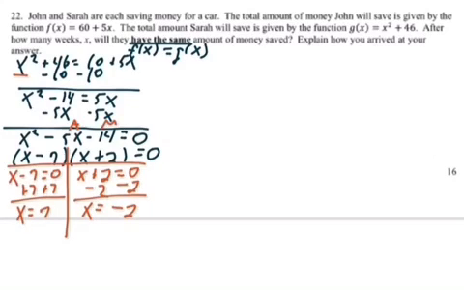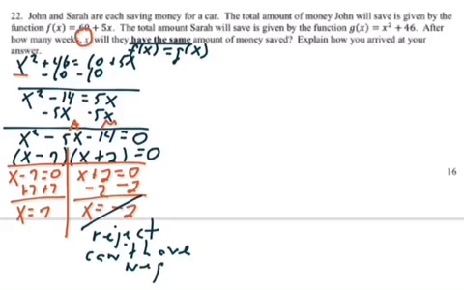Now in this question, it's only asking you for the x value, how many weeks. Since you can't have negative weeks, you're going to cross out the negative 2, write down reject, because you can't have negative weeks, making your answer 7 weeks.